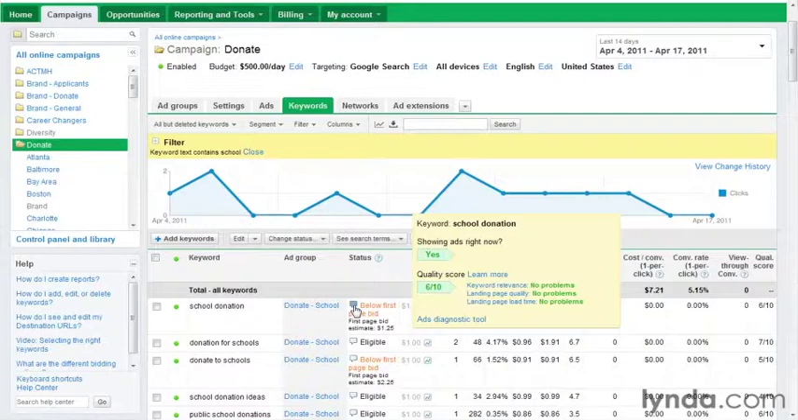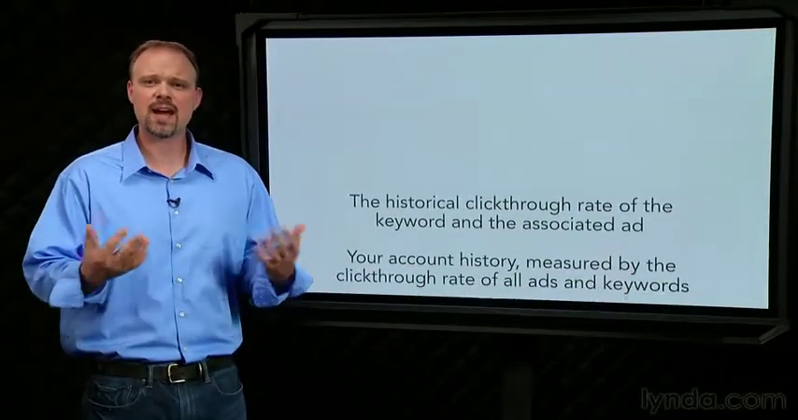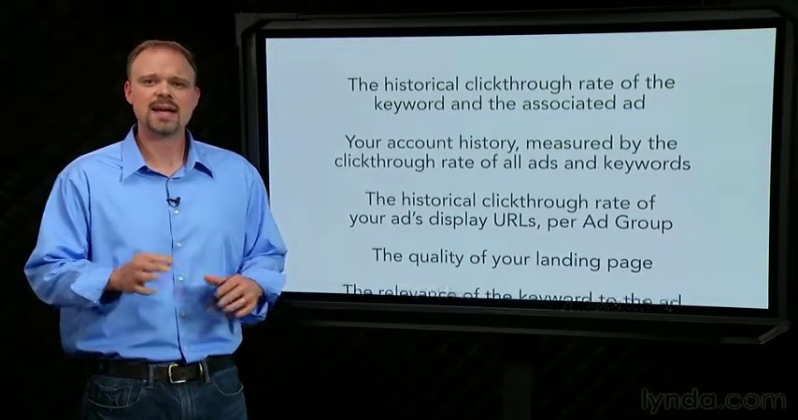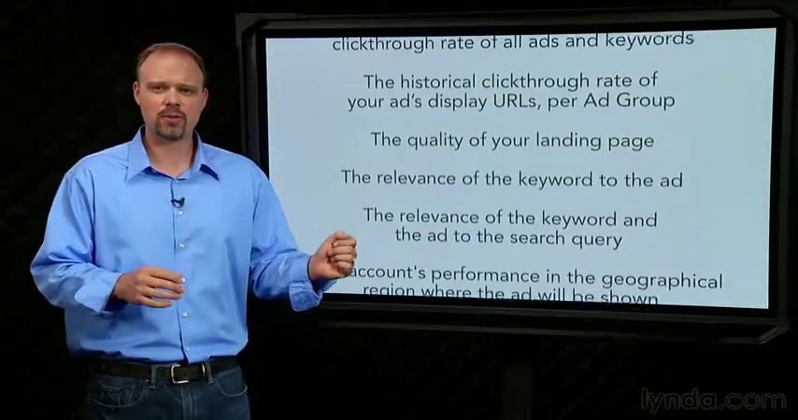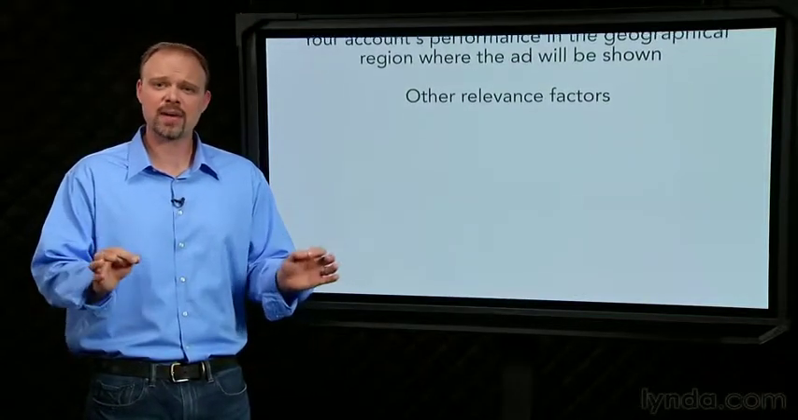Remember, in general, the higher your keyword quality score, the higher your ad ranks and the less you pay per click. These are some of the factors that Google considers when it's calculating your quality scores. Some of these factors are out of your control, but you can optimize your keywords, your ads, and your landing pages to help with many of these. Let's go over some of the ways that you can improve your keyword quality score.